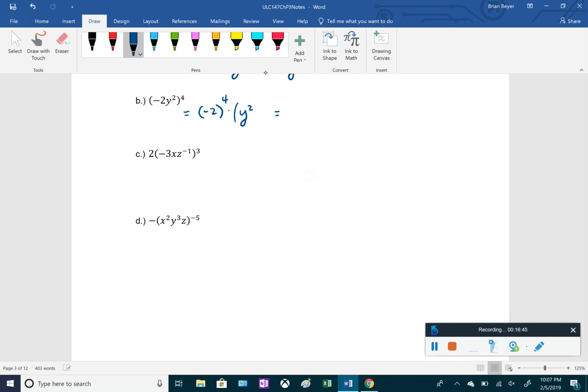So a little bit more complicated here. Negative 2 to the fourth, so it's a negative to an even power, so it's going to be positive. 2 to the fourth is 16. And then y squared to the fourth, that's going to be the power to a power rule, so we have to multiply. 2 times 4 is 8. So 16y to the 8th.